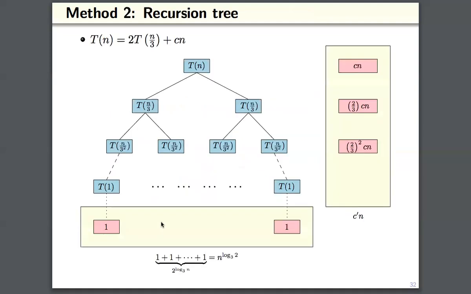Okay, so this is method 1. What is method 2? Recursion tree. So here is our recursion tree: 2T of n by 3 plus cn. Now look at this. T of n by 3, T of n by 3, because there are two child functions, each of size n by 3. Again, T of n by 3 squared, T of n by 3 squared.